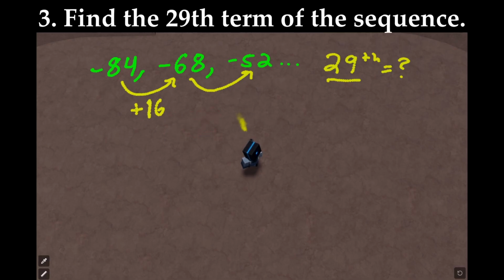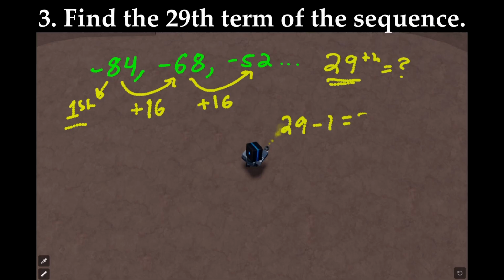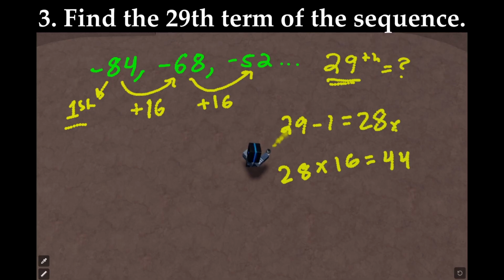And you can verify this on your own, but from negative 68 to negative 52, that's also plus 16. So we're adding plus 16 each time. And then now, we know that negative 84 is the first term. And we're going to the 29th term. So from the first term to the 29th term, how many times are we adding plus 16? We'll just do 29 minus 1, which is 28. So we're adding 16 28 times. So to find out how much total we're adding, just do 28 times 16. And if you do 28 times 16, that's 448.